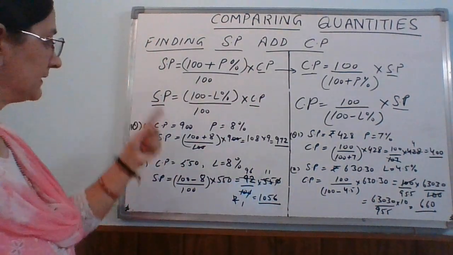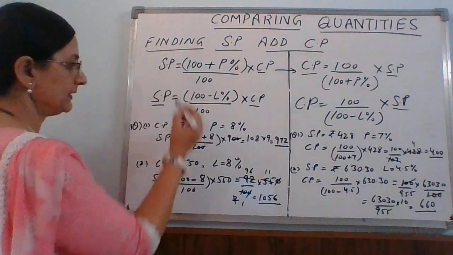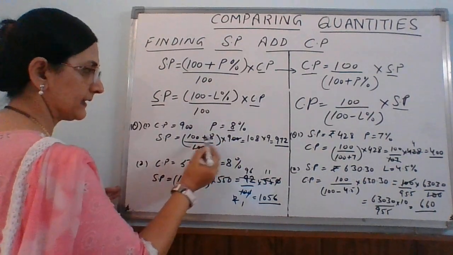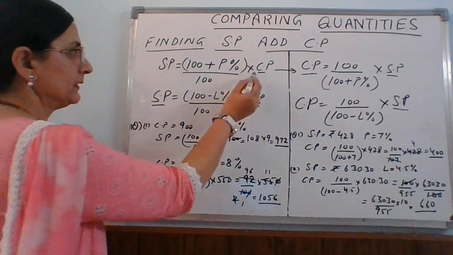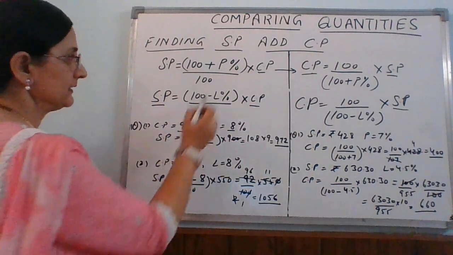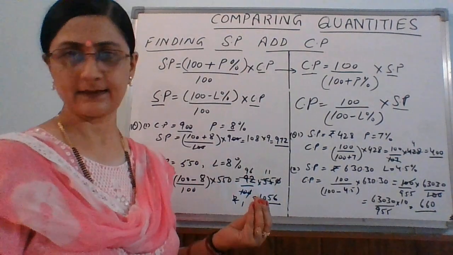First, when selling price is given and profit is given, how to find SP? Look here, 100 plus profit, where profit is 8, that is 108 upon 100 into CP. CP is this. Just substitute these values here and do the calculation, you'll get the answer, right?